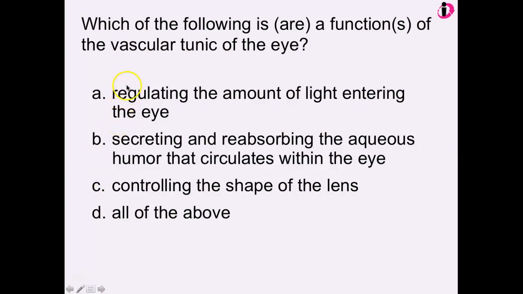So regulating the amount of light entering the eye, that's the job of the iris, which is part of the vascular tunic. Letter B, secreting and reabsorbing aqueous humor, that is the ciliary body, that is part of the vascular tunic. Controlling the shape of the lens, that's also the ciliary body, okay? That's part of the vascular tunic. So D, all the above.